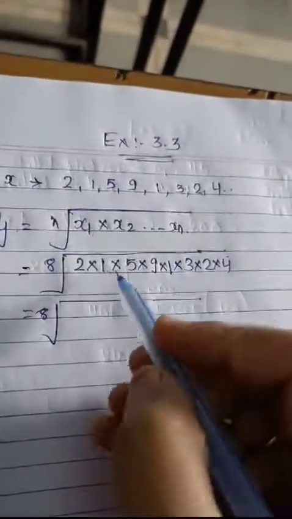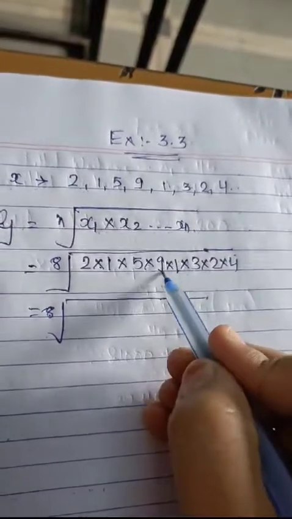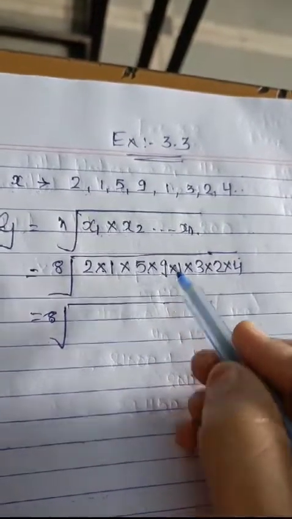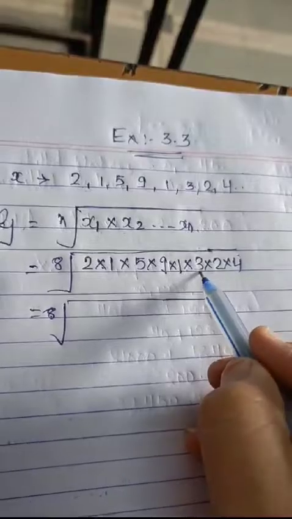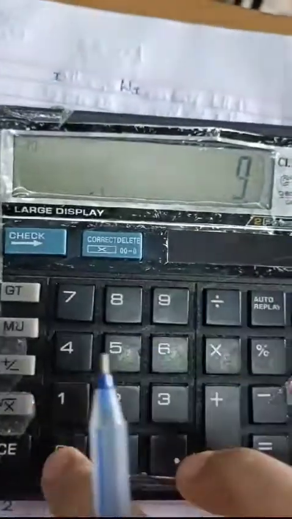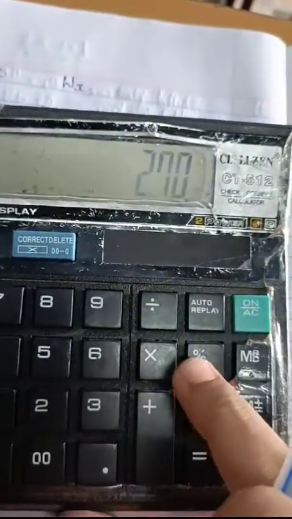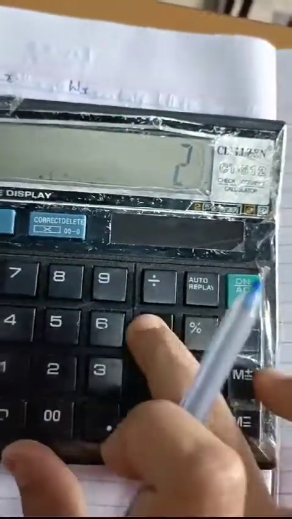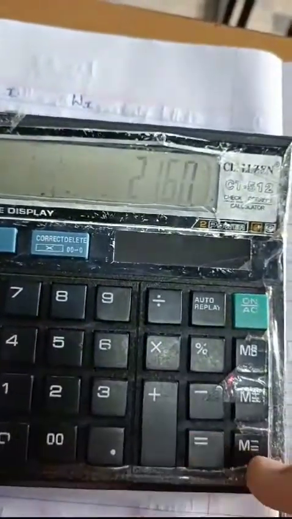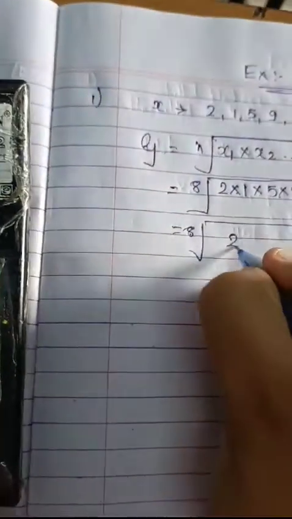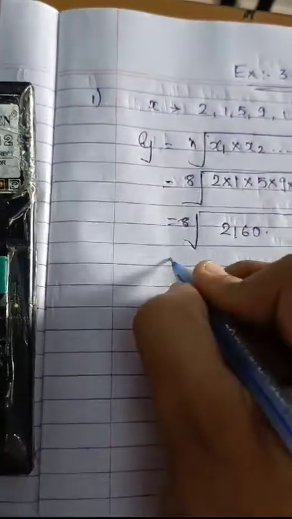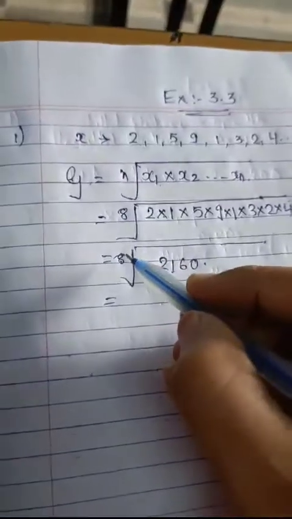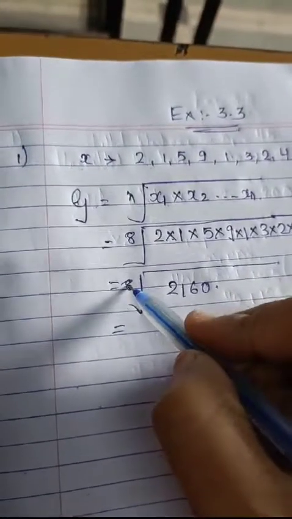2 ones are 2, 2 5s are 10, 10 into 9 is 90, 90 ones are 90, 9 3s are 270, then into 2, then into 4. So that is 2160. Now whenever the term which we are having in the n place, you will be taking half of it for pressing the square root.